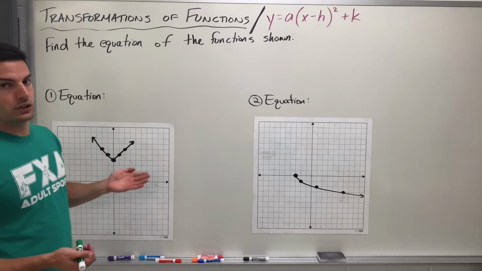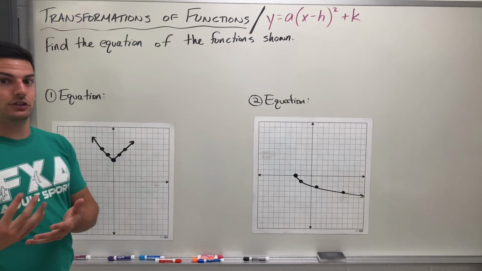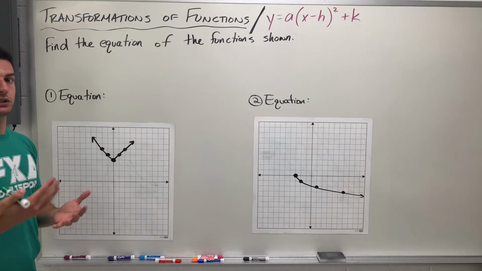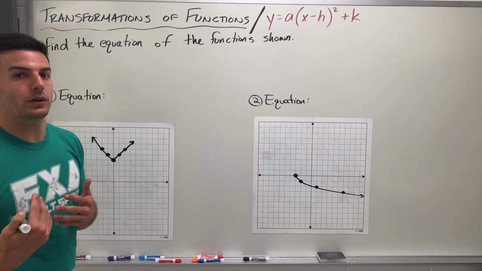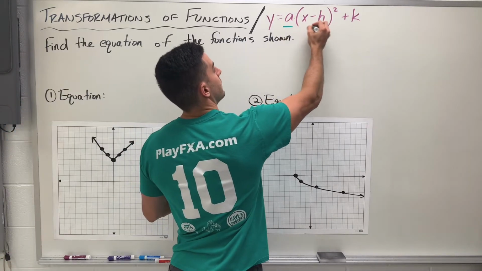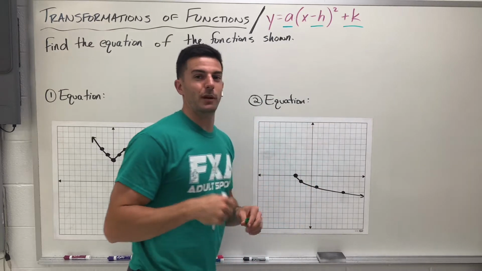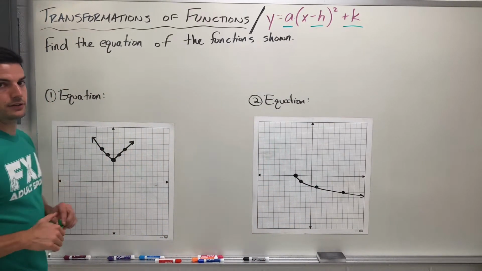But for these, we're given the graph, and so we need to work backwards and figure out, okay, what sort of graph is this? What's the parent function? And what transformations are being done to that from what the normal one would be? Our big thing here is to determine these A, H, and K values, remembering what those mean, and thinking about how those would be applied to these.